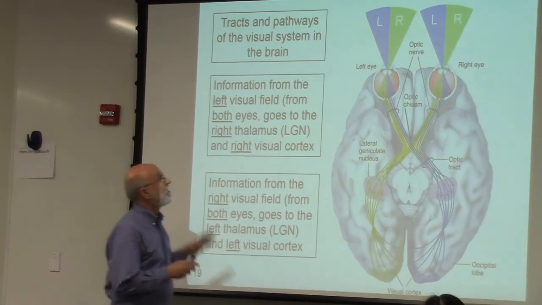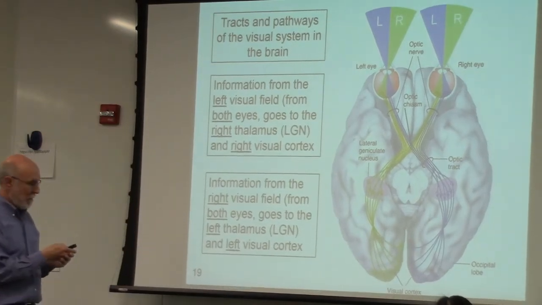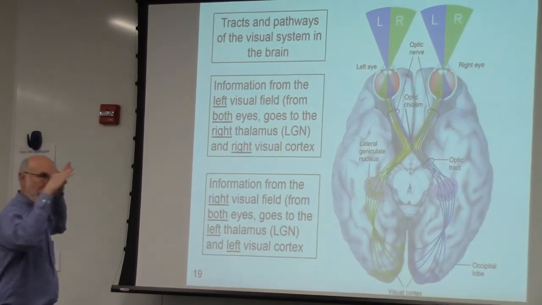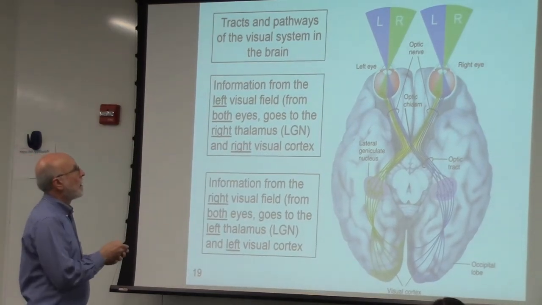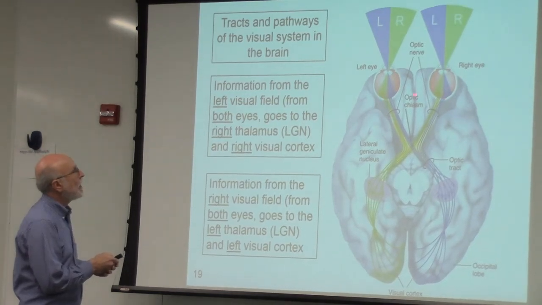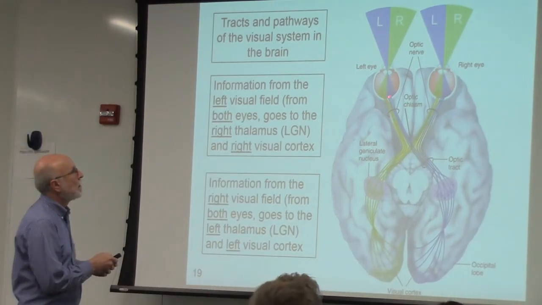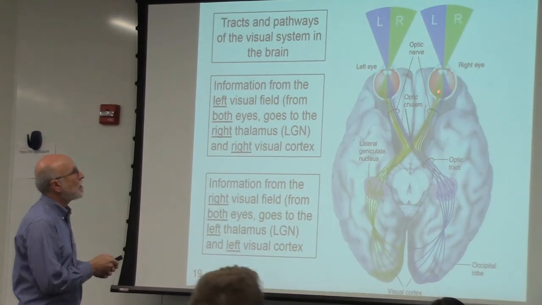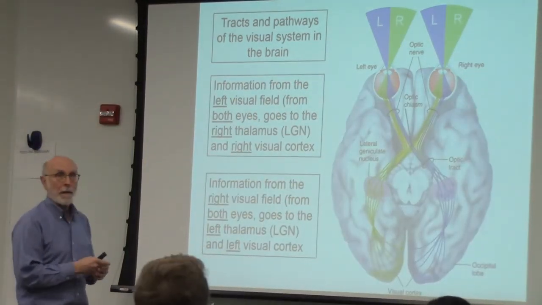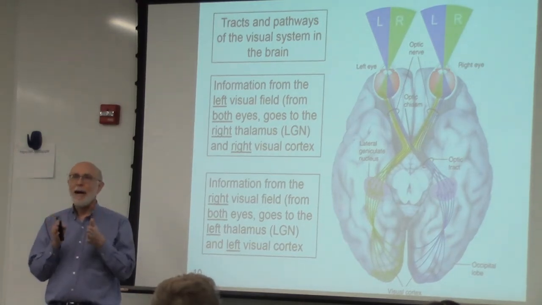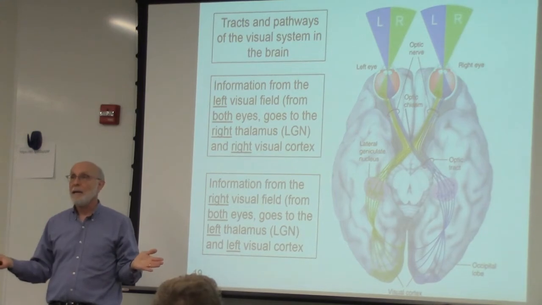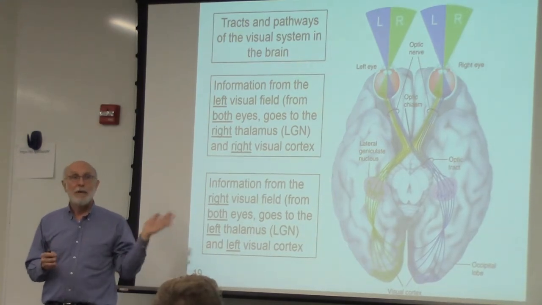Let's get oriented here. This is a superior view of the brain and the eyeball. So this is the left eye and this is the right eye because we're looking at it from the top. The fovea is right here on both eyes, and the blind spot is where these axons are going out of the eyeball. That's the blind spot. Each eye has a left and a right visual field. So you've got a left and a right eye, and each eye has a left and a right visual field.